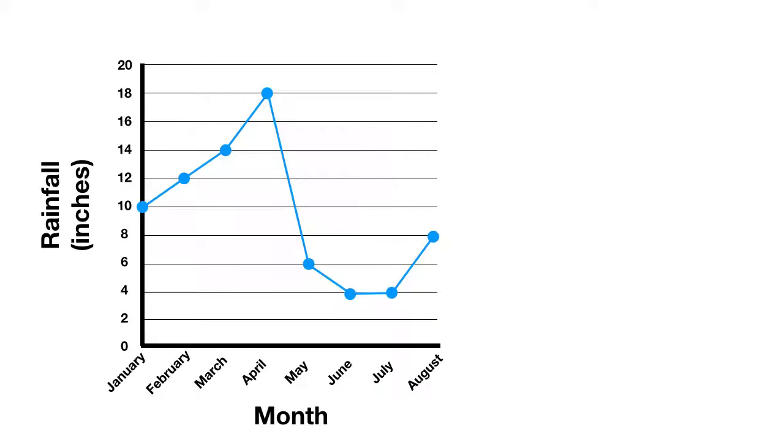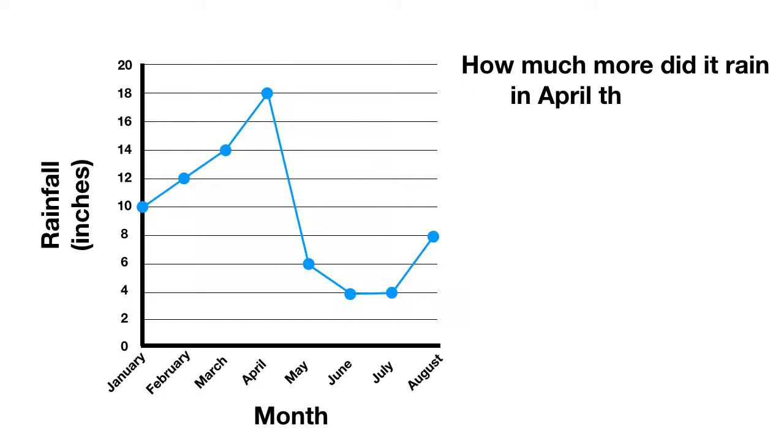Let's look at one of these graphs together. This graph shows the amount of rainfall that a city got over the course of 8 months. Our first question is, how much more did it rain in April than in May? Well, to start, how much did it rain in April? Well, in April, you can see the dot is up here. When we connect this to the amount of rainfall, it's at 18. It rained 18 inches in April.